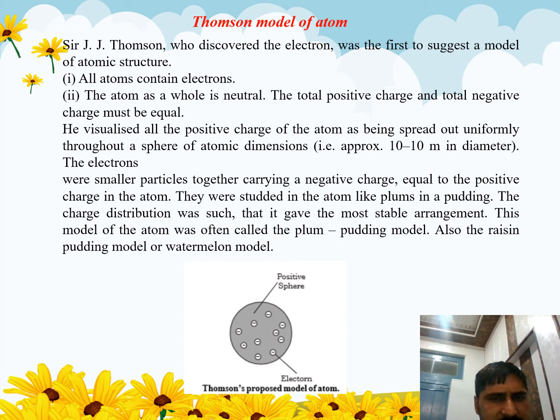Sir J. J. Thomson, who discovered the electron, was the first to suggest a model of atomic structure. All atoms contain electrons. Every atom, which means hydrogen, carbon, nitrogen, every atom contains electrons. The atom as a whole is neutral. Means atom is always neutral as per the Thomson model.